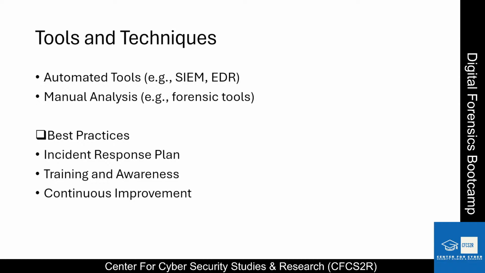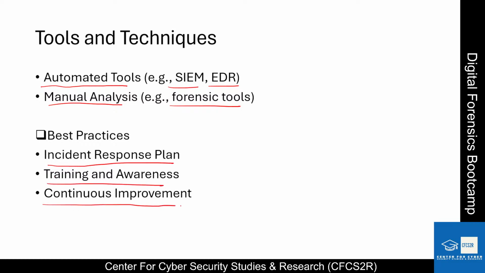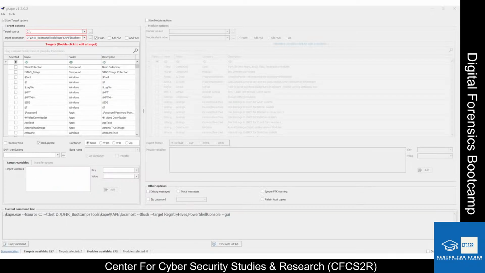So what are the tools and techniques we use in cyber triage? Sometimes we use automated tools like SIEM, EDR, and sometimes we use manual tools like other forensic tools. If we talk about best practices, we should have an incident response plan, training and awareness, and continuous improvement. So if we have this much cyber triage capability in our organization, then definitely that organization will be able to handle incidents. Now we are studying GKAPE, and we have not done the practical for GKAPE just because we wanted to introduce this cyber triage concept to you.